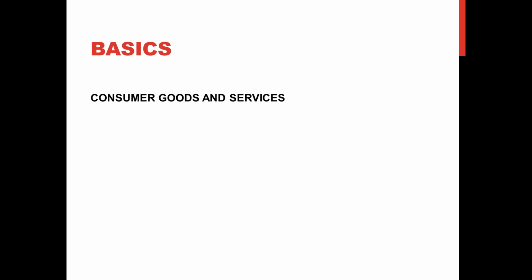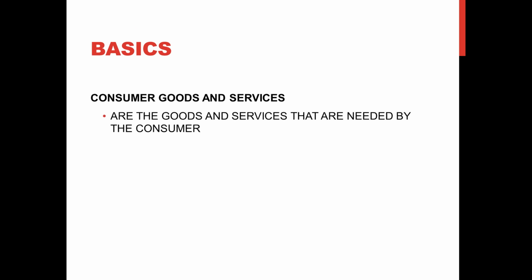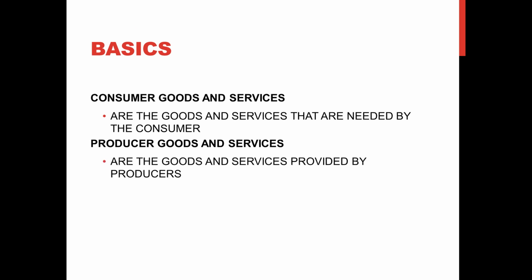So as for the basics, let us define consumer goods and services. Consumer goods and services are the goods and services that are needed by the consumer. And then the producer goods and services are the goods and services provided by producers. So there will be two distinct roles here. The producers, they are the ones who provide, and the consumers, they are the ones who avail of the goods and services.